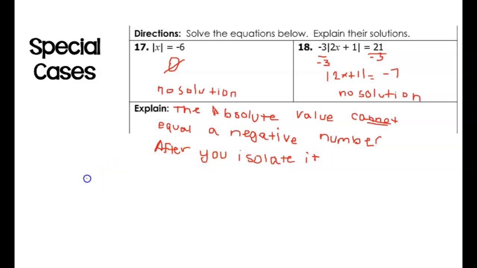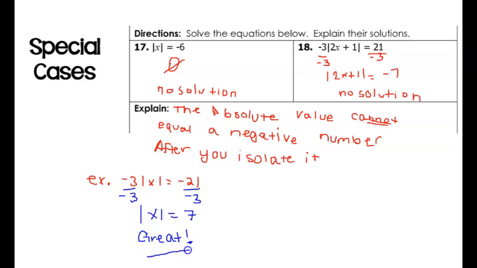So I'm going to show you an example. This is okay. If I gave you -3 times the absolute value of x equals -21, well, you would not tell me it's no solution, Miss Bennett, because you need to isolate it first. Once you isolate this, I divide by -3, I end up with the absolute value of x equals 7. This is okay. This is great.